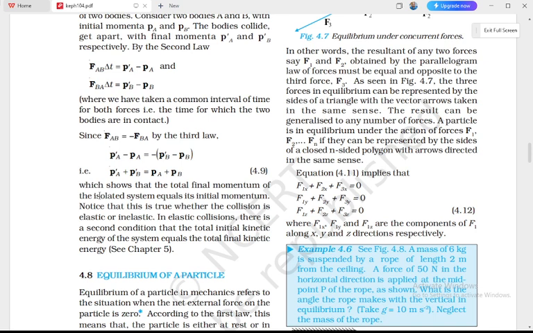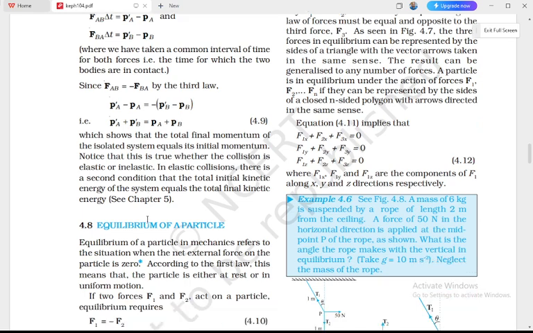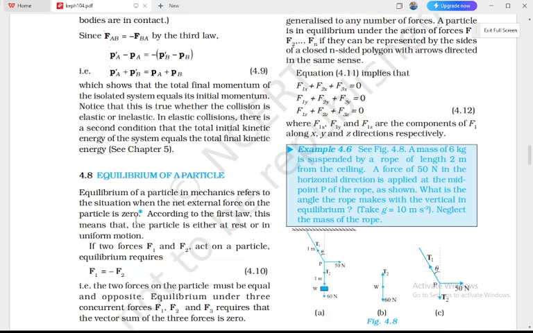This shows that the final momentum of the system equals its initial momentum. Thus, you notice this is true whether the collision is elastic or inelastic. In an elastic collision, there is a second condition: the total initial kinetic energy of the system equals the total final kinetic energy.